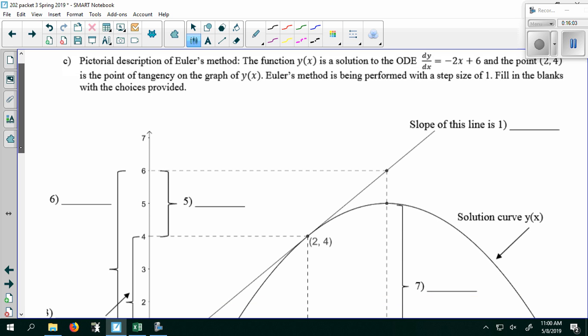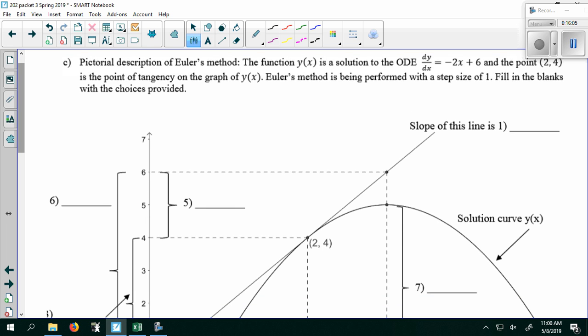All right. This is a pictorial description of Euler's method. We have a function y of x that's going to be a solution to the differential equation dy/dx equals negative 2x plus 6. We could just solve that. We know that the answer is just the antiderivative, negative x squared plus 6x plus a constant, right? The solution to this differential equation is easily solved analytically. You could find the constant by using the point (2, 4), the initial condition. All right, but let's pretend we know nothing about the solution, just so that I can show you this method.